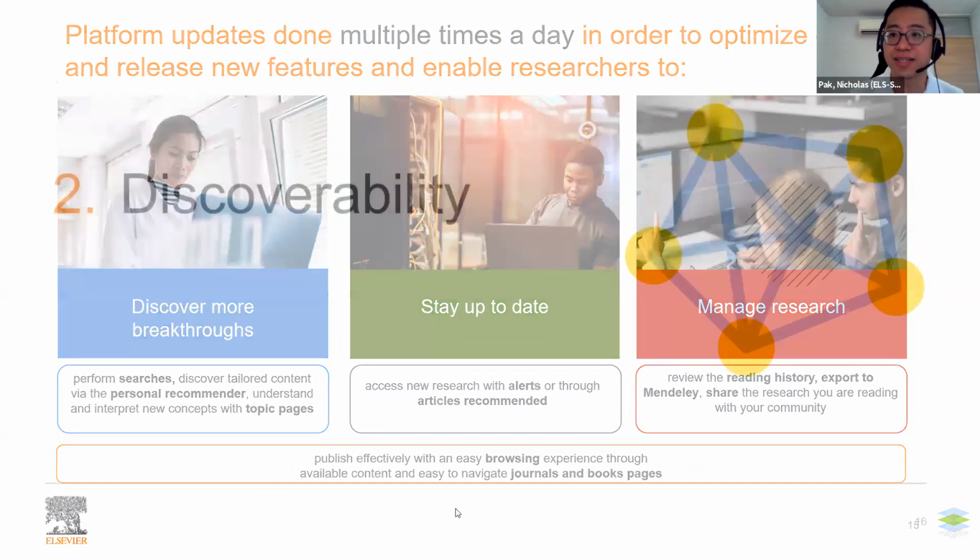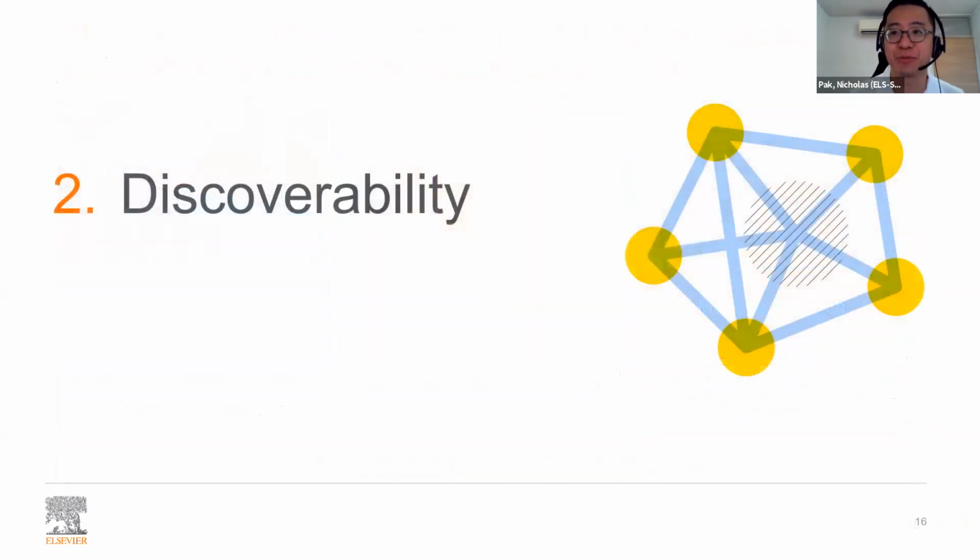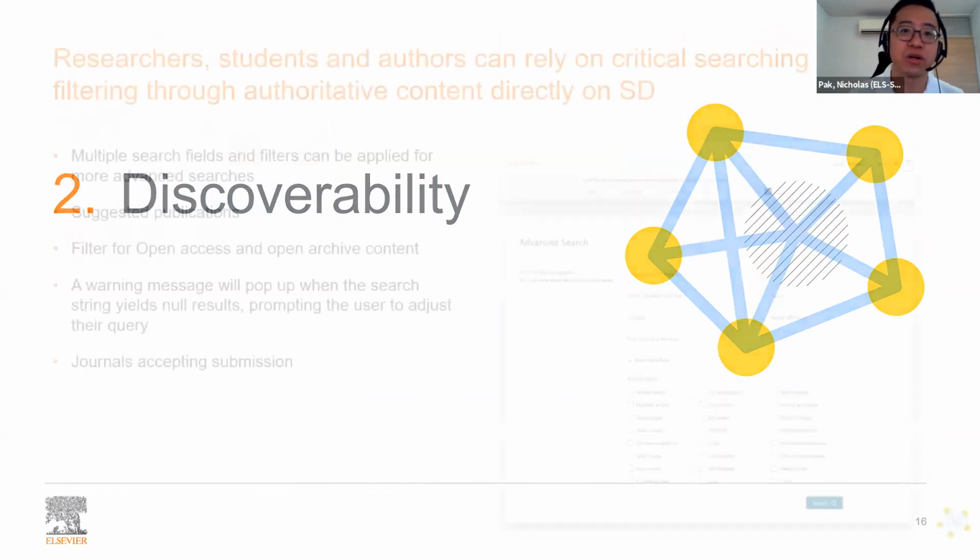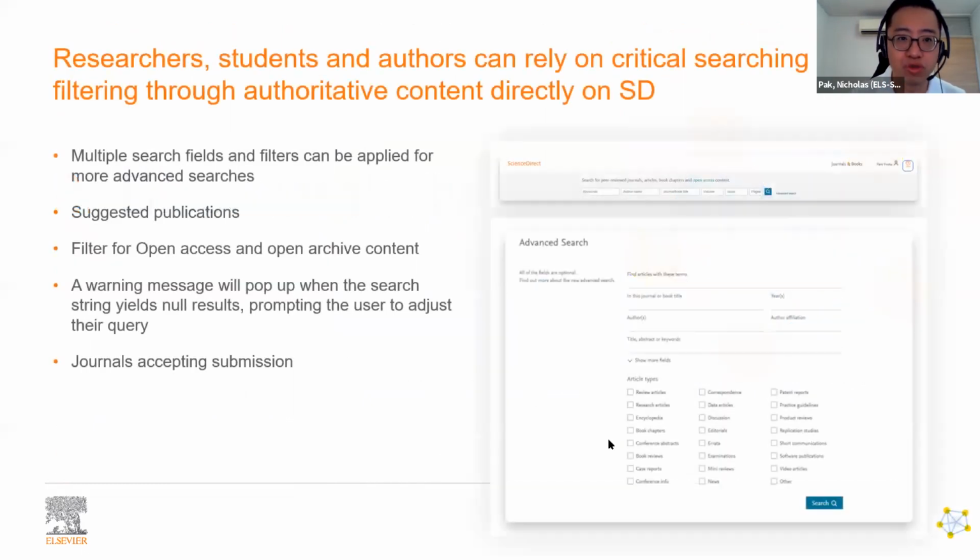The next stage will be on discoverability, and I think that's something which you'll be interested in. So first and foremost, researchers, students, and authors, you can all leverage critical searching to find content directly on ScienceDirect. You can use multiple search fields and filters for advanced searches. We'll suggest publications to you. And all these are latest advances that we have put in a snapshot so that you know what ScienceDirect has been updated to.